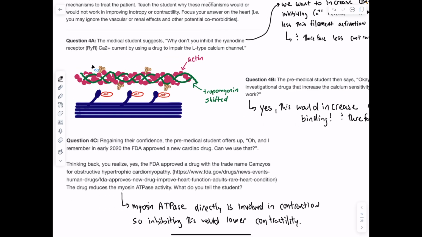Because if we increase binding of calcium to troponin C, that will shift the tropomyosin and get ready for contraction, allowing the myosin heads to bind with actin. So that would be a good plan, increasing contractility being our goal.